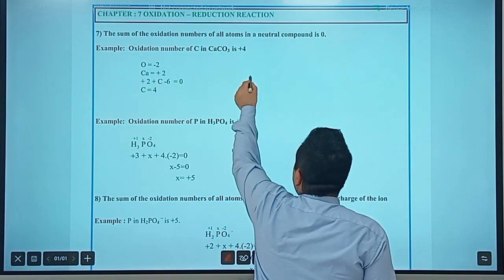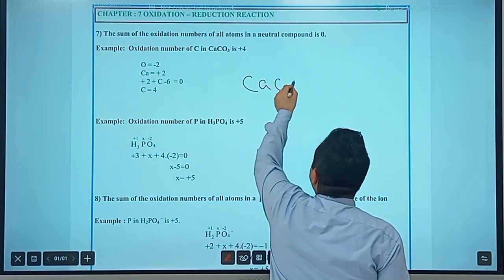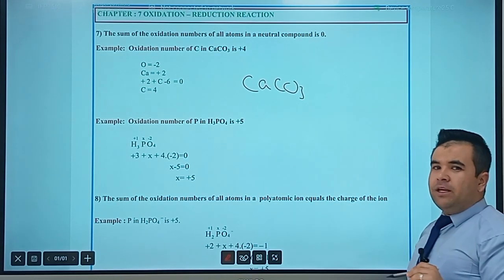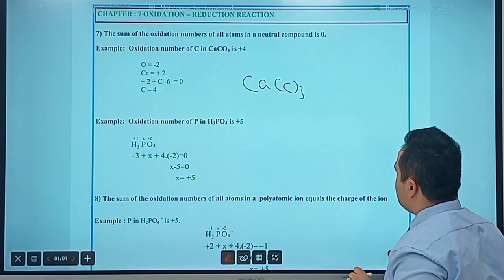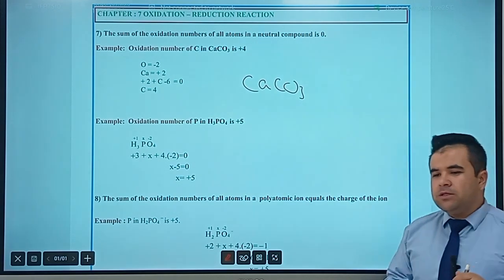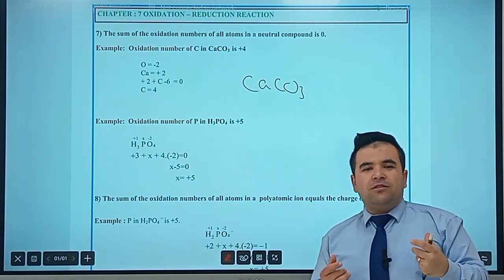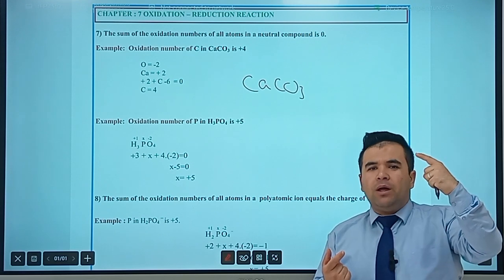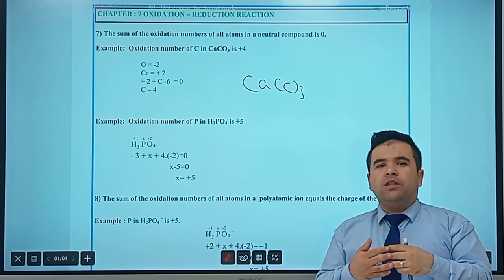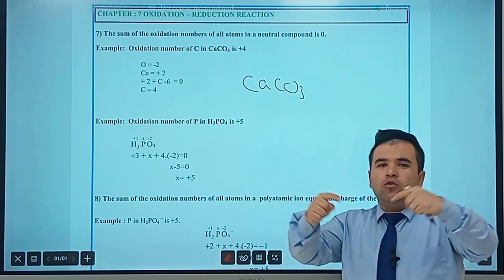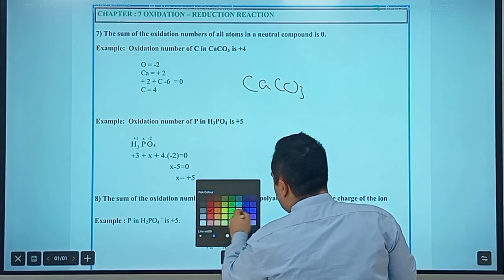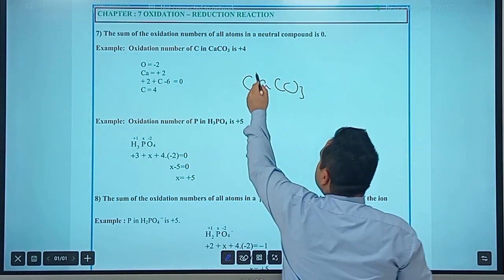An example here, guys, we have CaCO3. How to calculate the oxidation number? Usually in such compounds, we have rules for all of the atoms except one, so we use this rule in order to calculate the oxidation number of the unknown atom. How? The oxidation number here of calcium is +2.